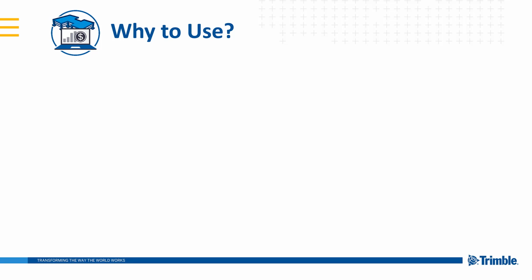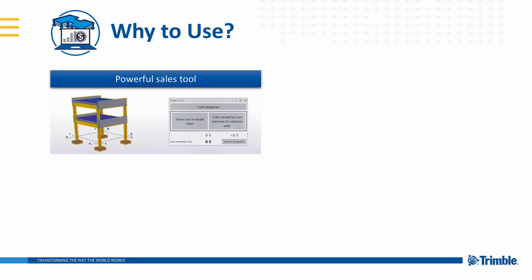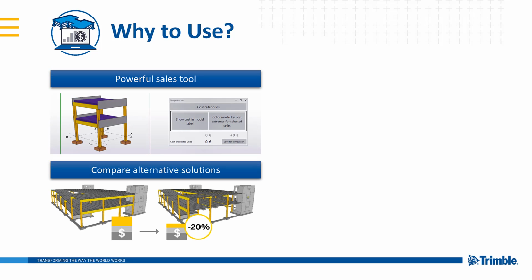Based on your unit cost formula, the tool will calculate the total cost for the units in the model. It's a powerful and visual asset at the sales phase when building size and structures gets iterated. With Tekla Structures' fast modeling capabilities, it's fast to create alternative design solutions and compare the costs of those alternatives. Even rough cost formulas might guide you towards a cheaper solution at the early phase of the project.